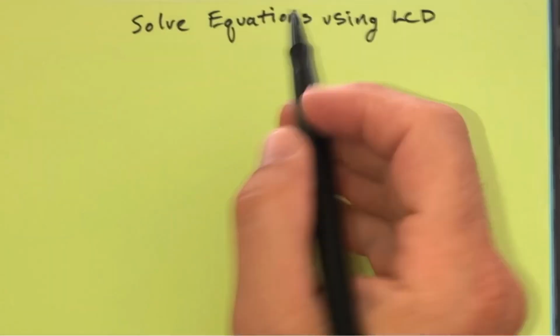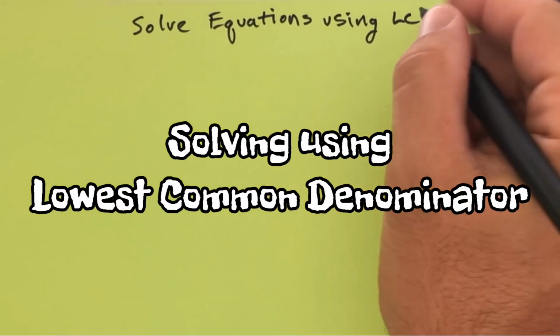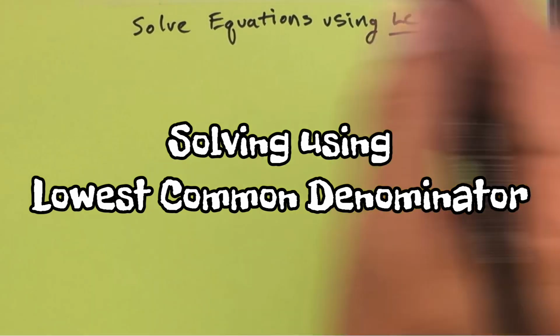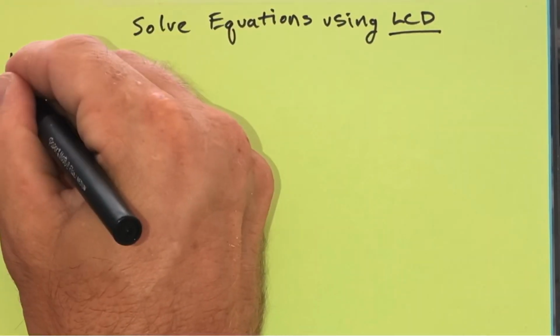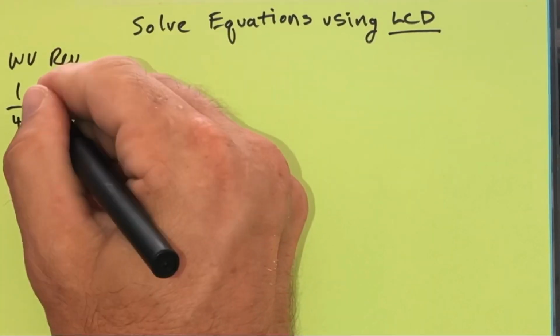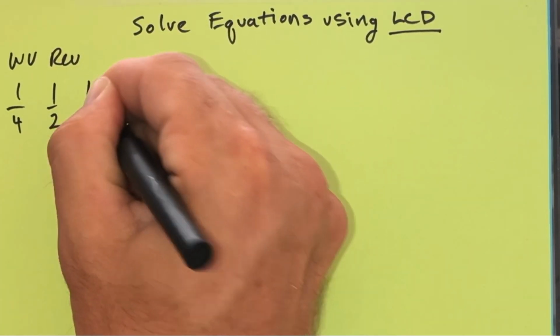Today we're talking about solving equations using LCD. LCD stands for lowest common denominator. It's usually a little warm-up review that comes into play when you're looking at separate fractions, maybe a 1/4, a 1/2, and maybe a 1/3.